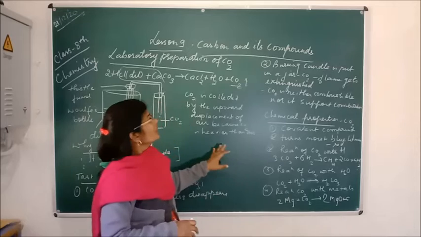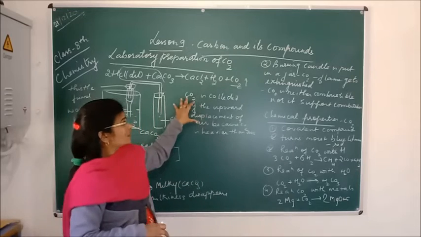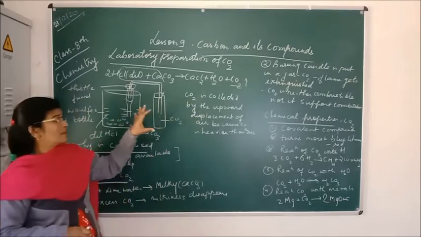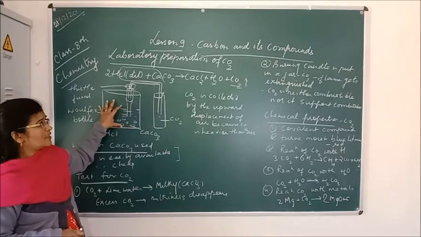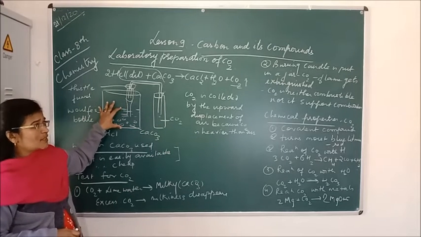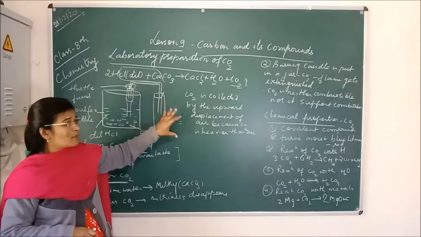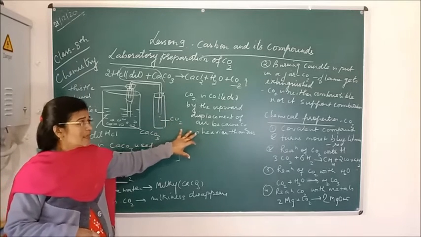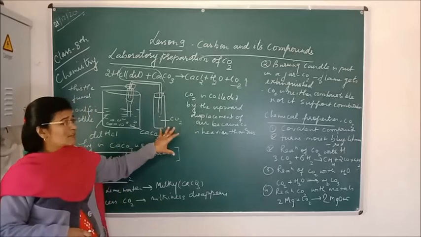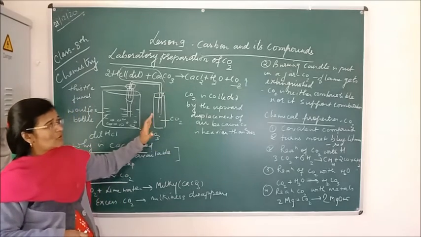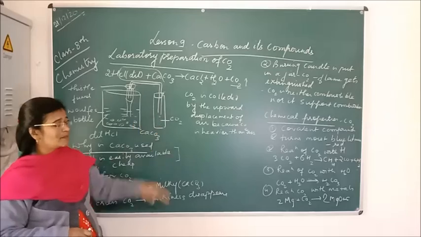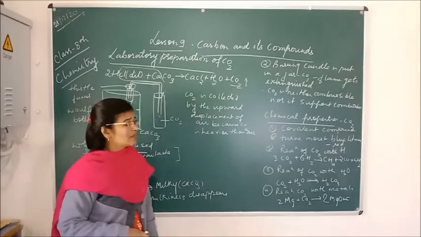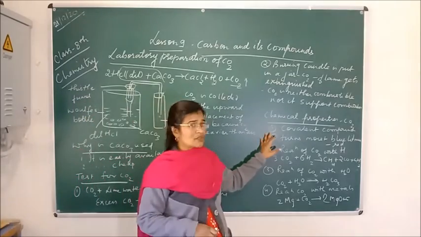So this is also the second test to show whether the gas produced is carbon dioxide. Now, this carbon dioxide gas prepared in this apparatus is collected by the upward displacement of air, because carbon dioxide is heavier than air. So this is how carbon dioxide gas is collected in the jar, by the upward displacement of air. Now we will study the chemical properties of carbon dioxide.